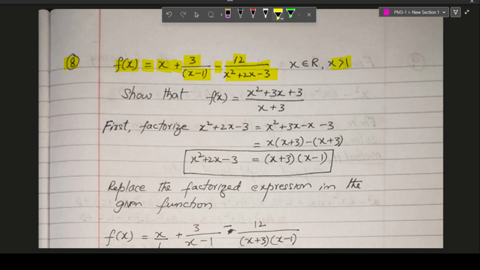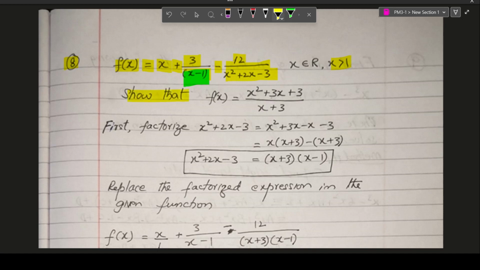Because if x equals 1, the denominator will become 0. Anything divided by 0 is infinity, or an undefined function. That's why the condition is given that x is greater than 1.